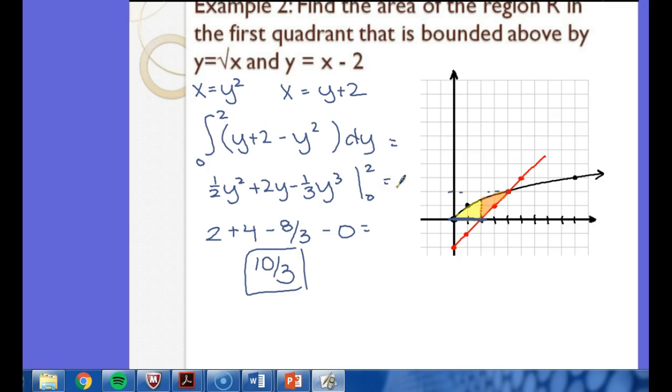So much easier to integrate with respect to y than it would have been with respect to x. So it's just a recognition of right minus left versus top minus bottom.